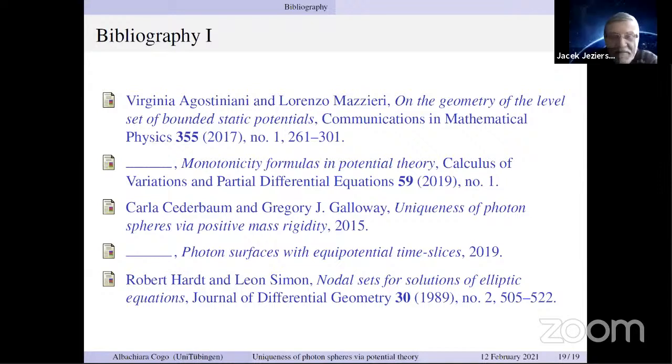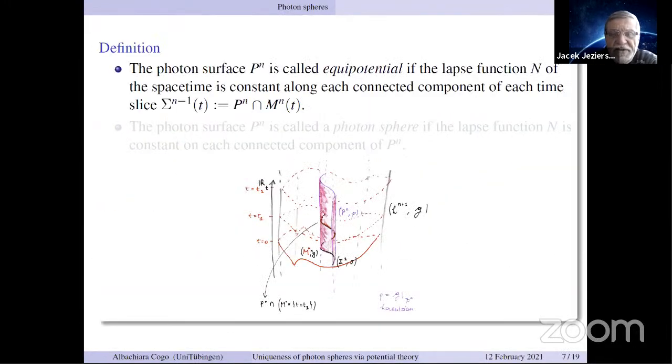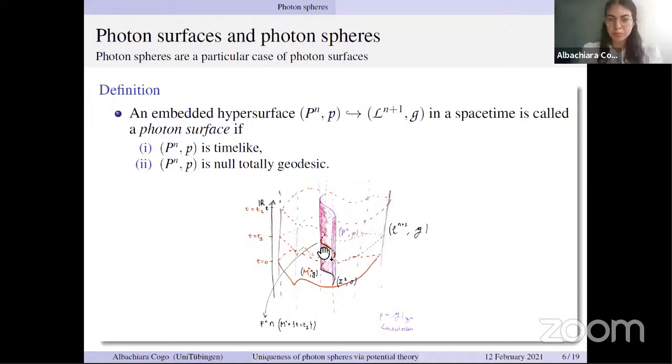Piotr, may I ask a simple question related to the definitions? Because I missed something about this photon sphere. So there was this photon surface. Is it of codimension 2 or codimension 1? This is crucial, yes? So on this picture, this is the hypersurface of codimension 1, yes? The pink one, yes.